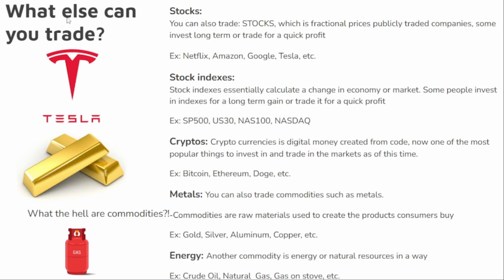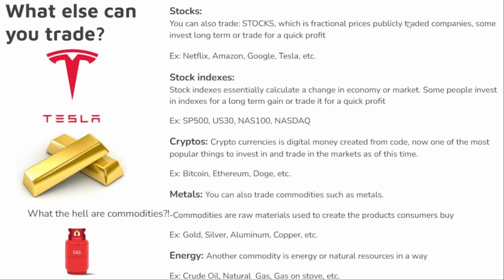Now ask yourself, what else can you trade? I don't know if y'all remember my last video where I said there are different types of markets. There's forex, there's crypto, and then there's stocks. So obviously there's more things that you could trade than just currency pairs. What else can you trade? You could trade stocks, which is basically fractional ownership of publicly traded companies. Some invest long term and some trade for a quick profit.